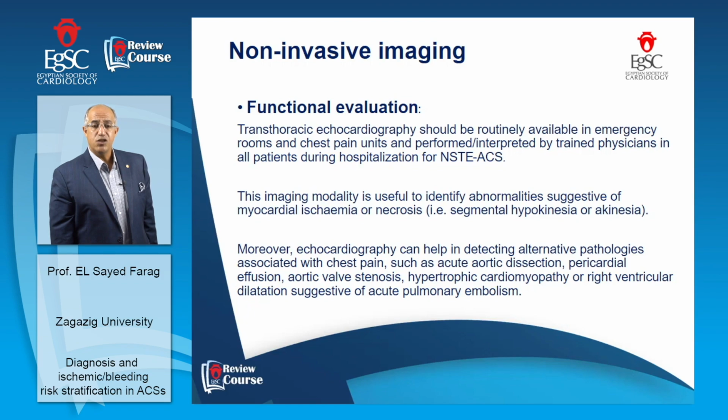The imaging modality is useful to identify abnormalities suggestive of myocardial ischemia or necrosis, in the form of wall motion abnormalities like segmental hypokinesia or even akinesia. Moreover, echocardiography can help in detecting alternative pathologies associated with chest pain, such as acute aortic dissection, pericardial effusion, aortic valve stenosis, hypertrophic cardiomyopathy, or right ventricular dilatation, which is suggestive of acute pulmonary embolism. So we can see here how important echocardiography is in diagnosing non-ST-segment elevation acute coronary syndrome and also in detecting other differential diagnoses.